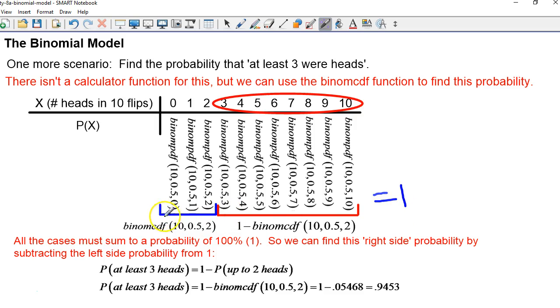So that means the probability to the left of some boundary plus the probability to the right of some boundary adds up to 1. If I want to find the probability to the right of some boundary, all I have to do is take 1 and subtract the probability to the left of the boundary. So the probability of at least 3 heads is equal to 1 minus the probability of up to 2 heads. So that would be 1 minus 0.05468, which is 0.9453.